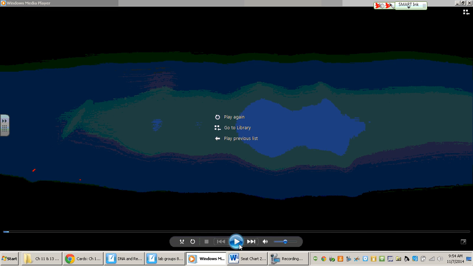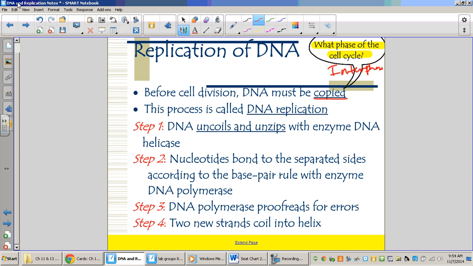Okay, so that means every DNA strand is one of the original double helix strands, and then a new one. That has a term. Was that in your vocabulary? Yes. What was it called?